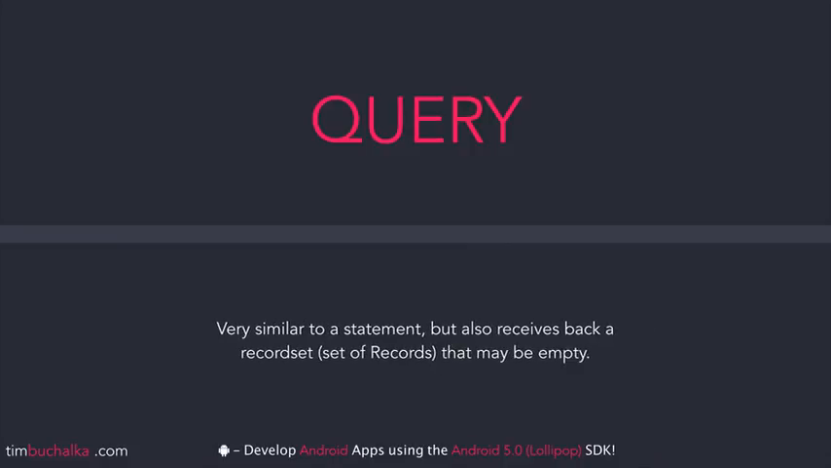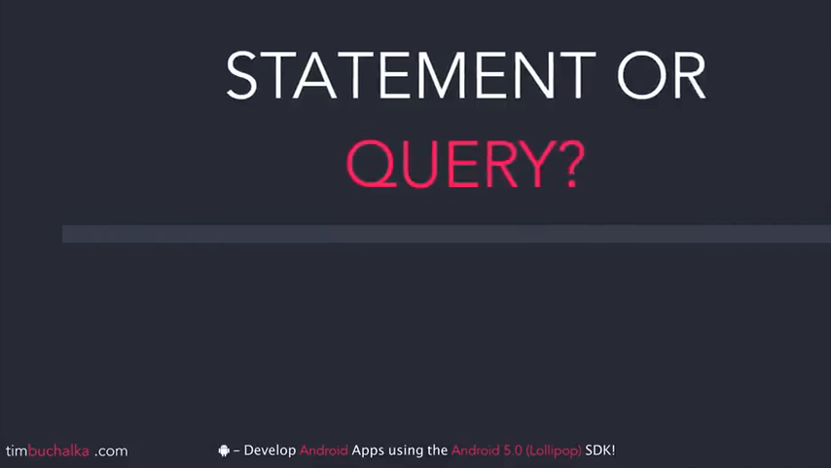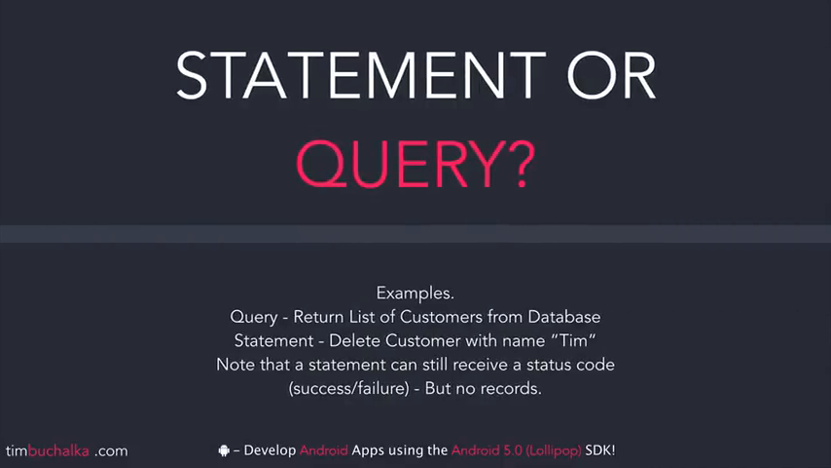Query. Very similar to a statement, but it also receives back a record set, that is a set of records or set of rows, if you will, that can optionally be empty. So which one do you use, statement or query? Well, the examples are: a query would return a list of customers from a database. A statement, delete a customer with name Tim. You can see how they're both completely different types of operations.